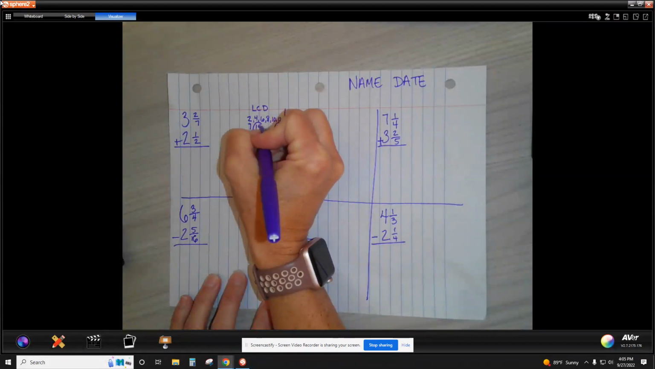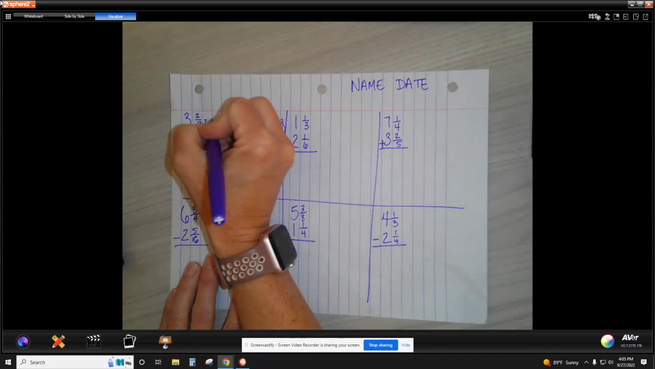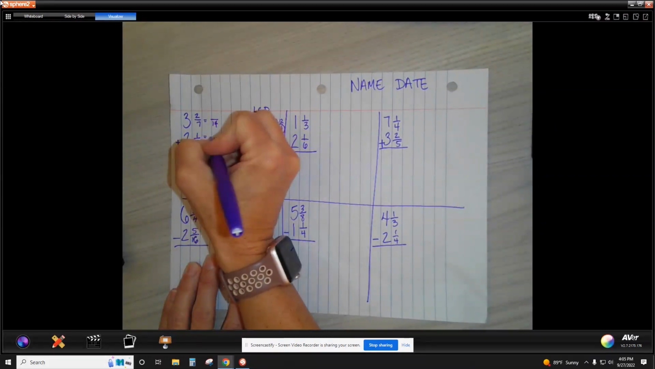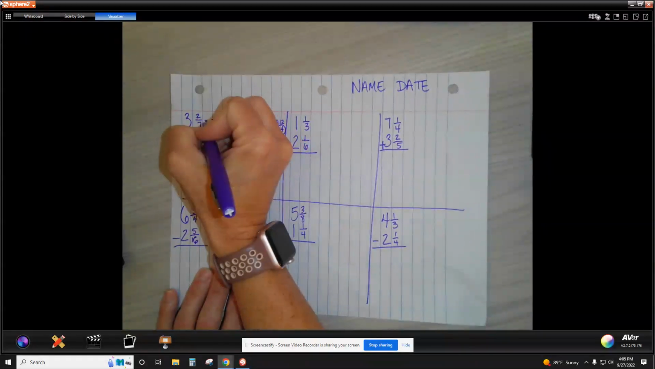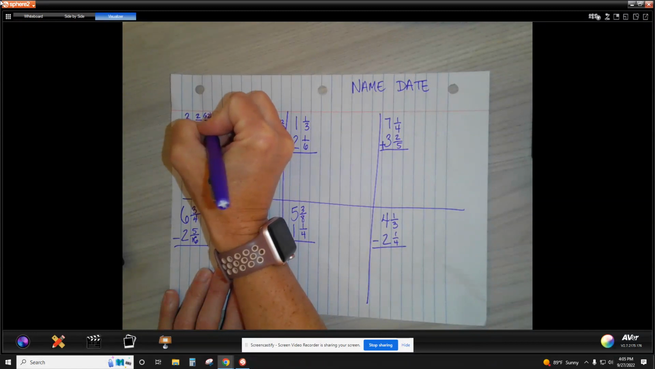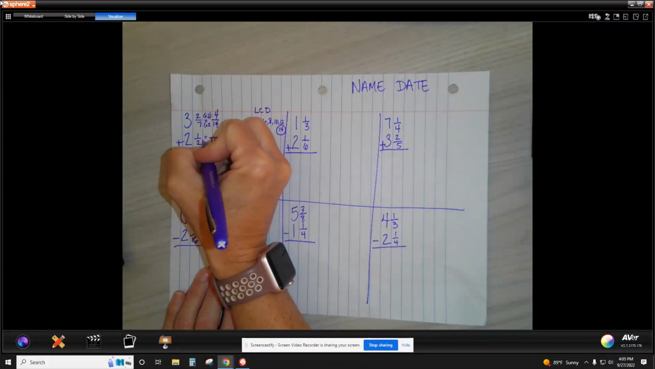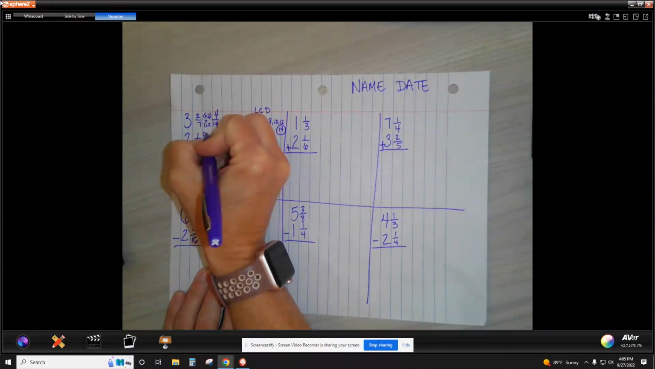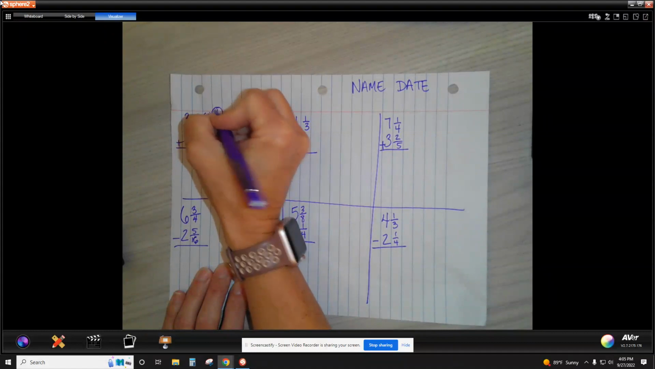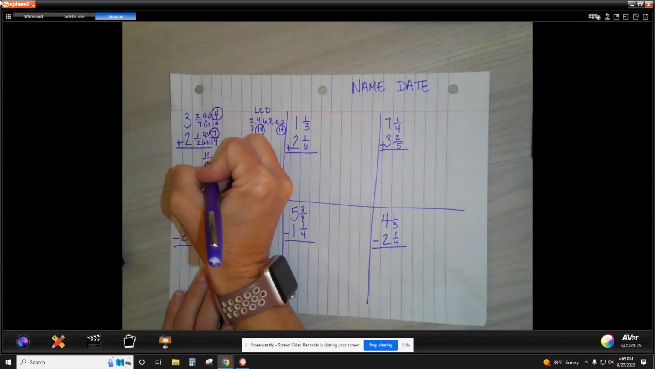Denominators of 4, 7, and 14. So I'm going to change these into 14ths. We know 7 times 2 is 14, so we're going to do 2 times 2 here and put a 4. 2 times 7 is 14. 1 times 7 is 7. Now I'm going to add 4 plus 7 and get 11 14ths.